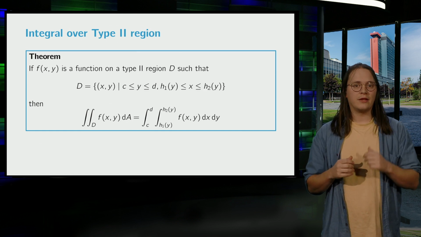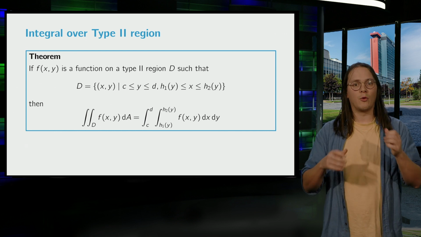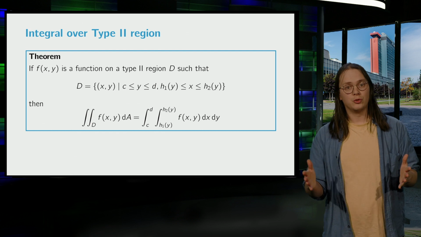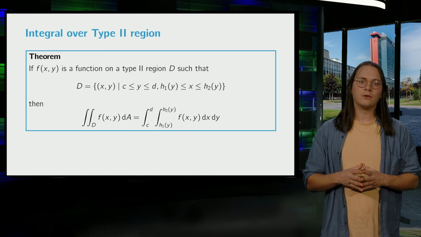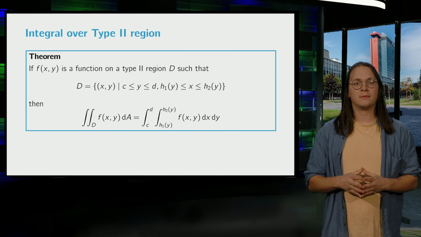The procedure for integrating a function over a type 2 region is similar. Here, you always integrate over x first, and use h1 of y and h2 of y as the limits of the inner integral, then you integrate over y from c to d.